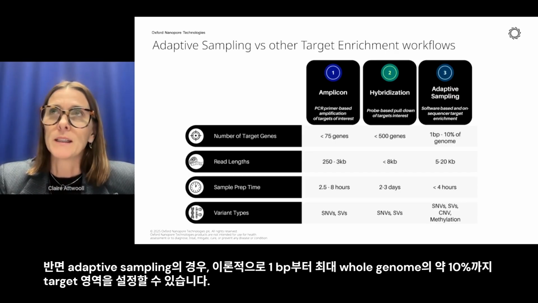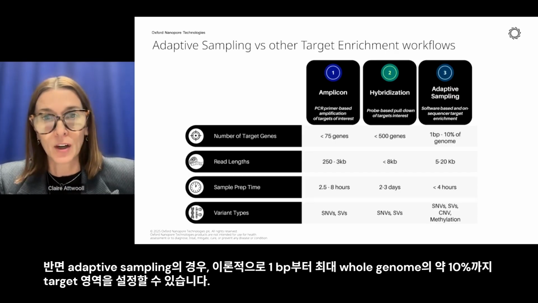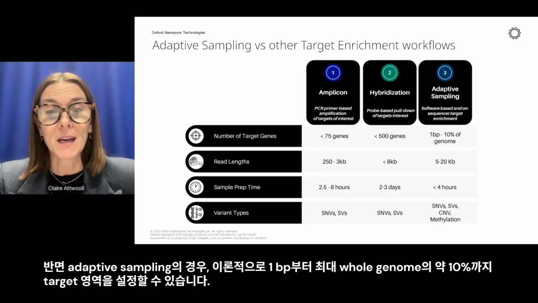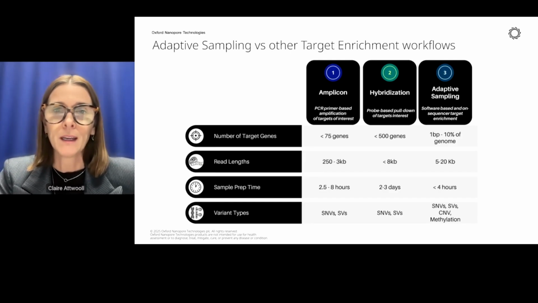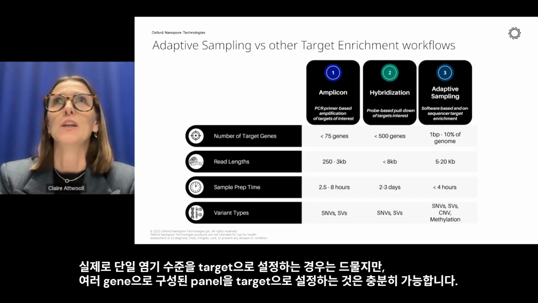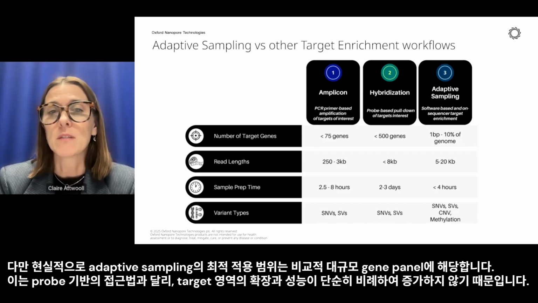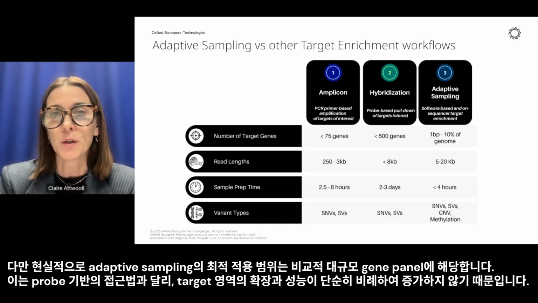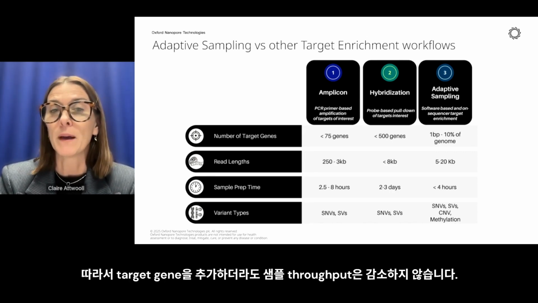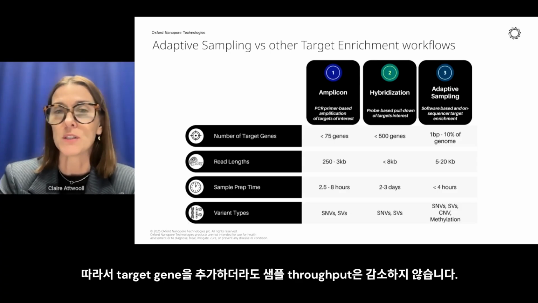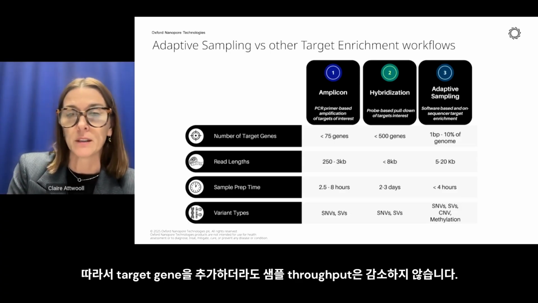With adaptive sampling, we can technically target from one base pair up to 10% of the genome. Now, in reality, you're probably not going to target a single base pair, but you could do a couple of gene panels. But I would say realistically, the sweet spot of adaptive sampling is a larger gene panel because it doesn't scale linearly the way that probes do. So by adding genes, you don't decrease your sample throughput.